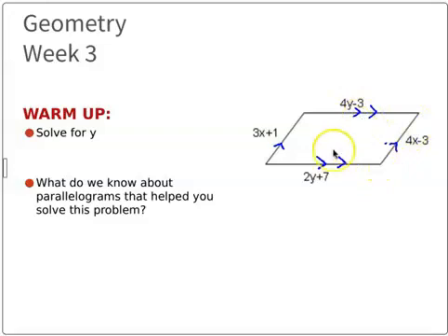This side has 2 arrows and this side also has 2 arrows. That means these 2 sides are parallel. So we have 2 sets of opposite sides that are parallel. What kind of shape are we working with? If you said parallelogram, you are right. So I'm giving you some hints to get started here. Taking a look at this parallelogram, I want you to solve for y.